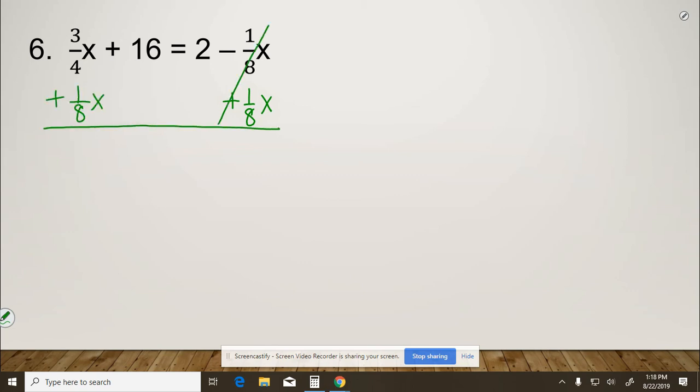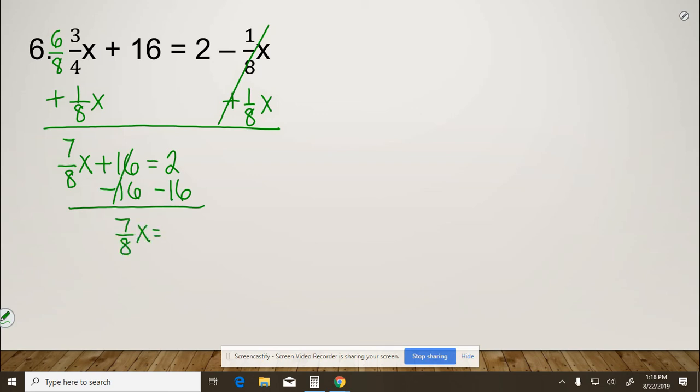This cancels out. And now when we're doing that math, it would be easier if that 3/4 was out of 8. So I'm going to multiply those both by 2 and I get 6/8. 6/8 plus 1/8 is 7/8 x plus 16 equals 2. Get rid of the constant, which is plus 16, by subtracting 16 from both sides. So we get 7/8 x equals 2 minus 16, which is negative 14.